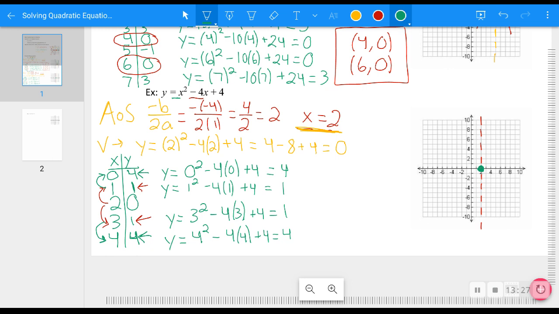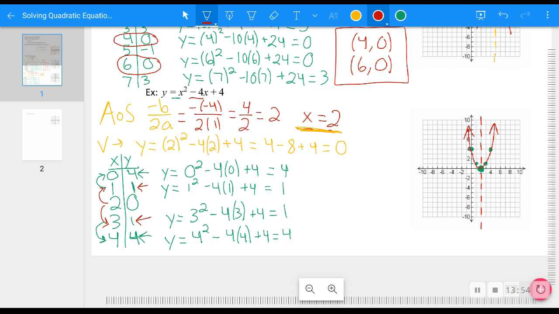So where that comes from is, if I quick graph these points, we're going to have the point (0, 4). So over 0, up 4. And (1, 1), so we're going to go over 1, up 1. We'll have (3, 1) and (4, 4). So if I quick just sketch a graph of that bad boy.